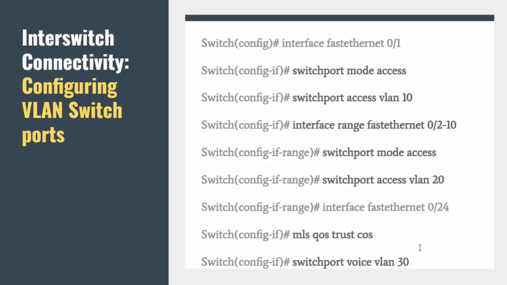If you want to do a voice VLAN, we can use a multilayer switching command and assign some QoS with class of service trust, and then say switchport voice vlan 30. This would assign this port as a voice VLAN, which would have higher priority for QoS and class of service, so that more voice packets would be able to cross and be received.